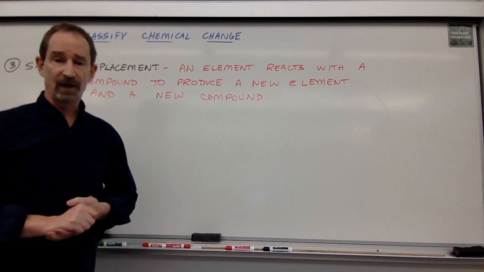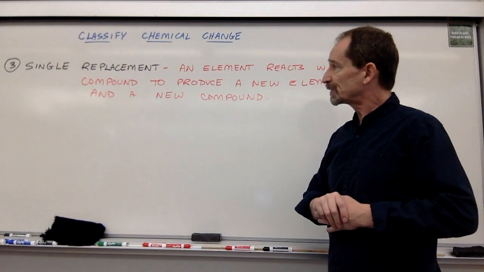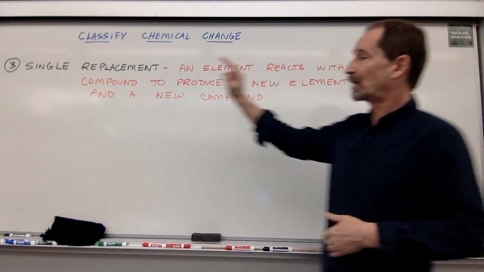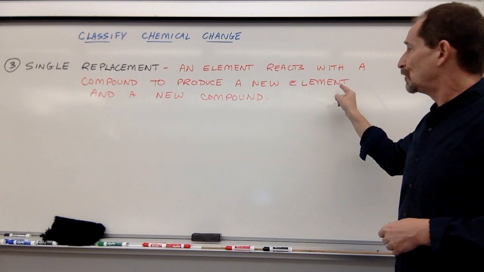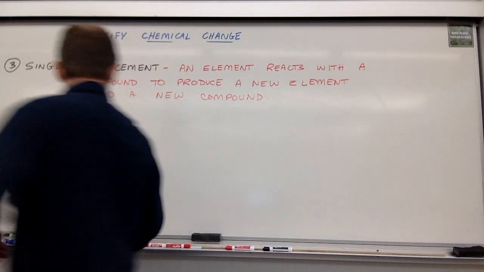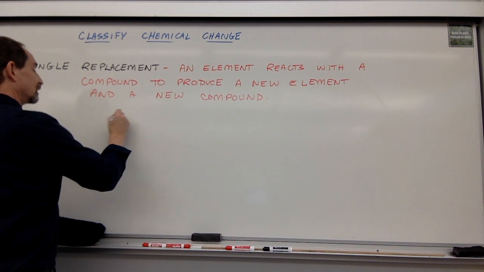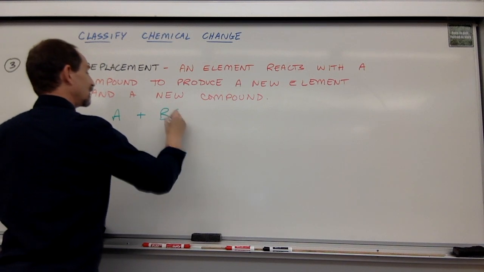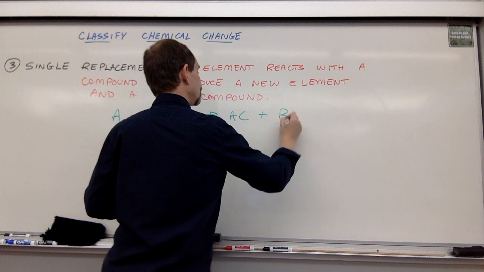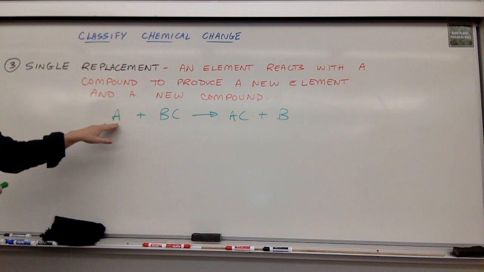The third kind of reaction we're going to look at is the single replacement. A single replacement is any reaction in which an element reacts with a compound to produce a new element and a new compound. I can replace either a metal or a non-metal. So I can look at this. My generic form, A plus BC equals AC and B. In this case, I've replaced the metal with a different metal.